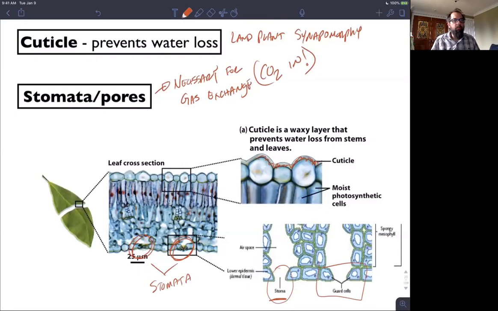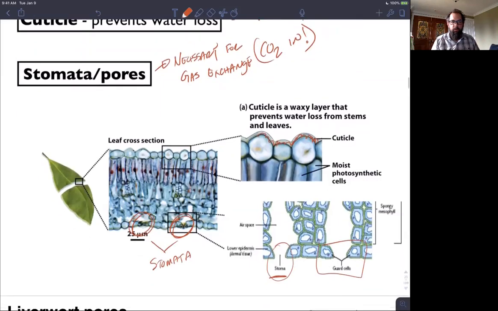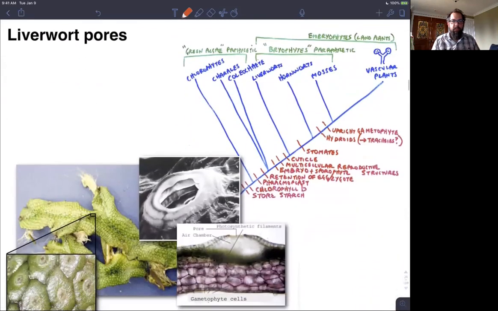But remember, I said that liverworts don't have these, but then mosses and hornworts do. And so how do we reconcile that? How do liverworts actually go ahead and have gas exchange occur? Well, liverworts have pores. And so what pores are just simple openings in the plant body.